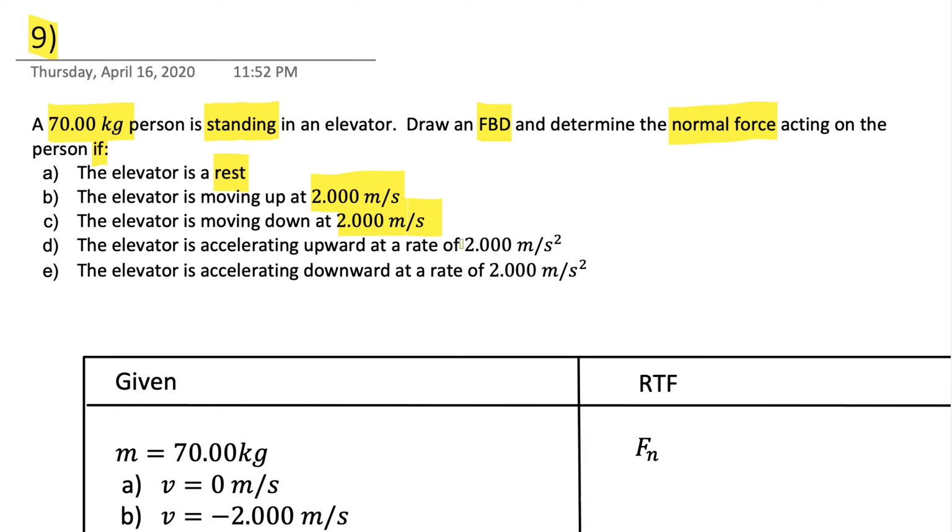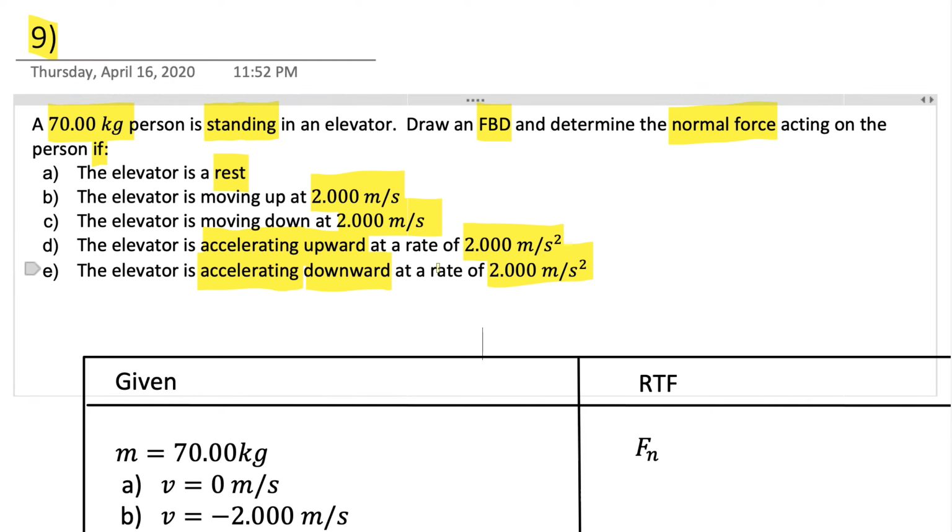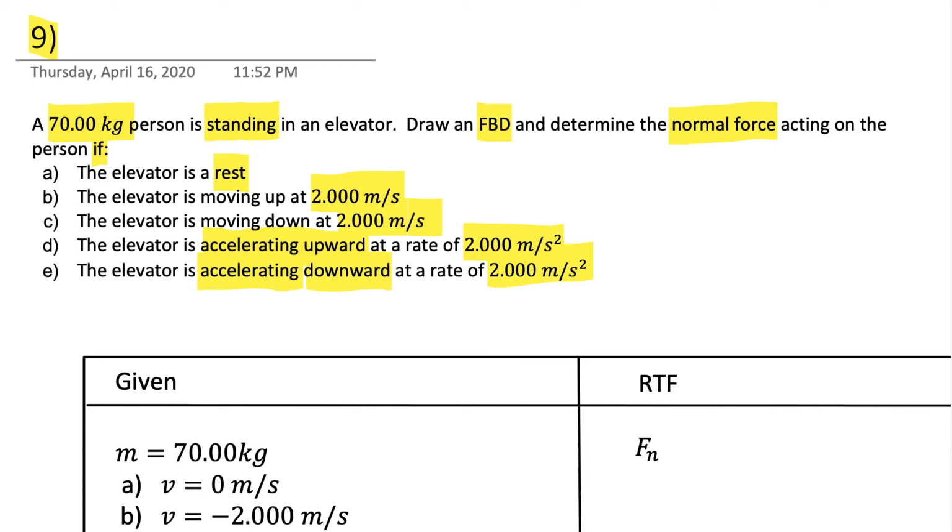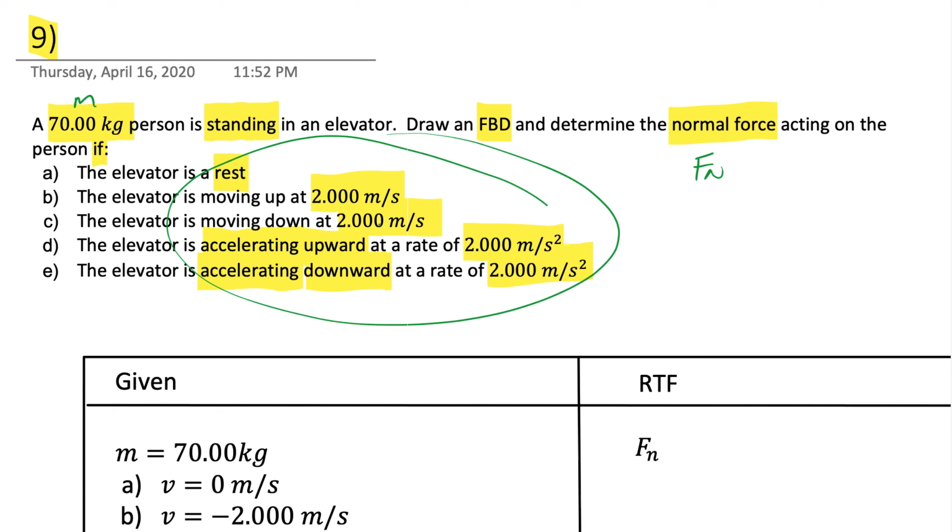The elevator is accelerating upward, keyword, 2 meters per second squared. The elevator is accelerating downward at a rate of 2 meters per second squared. The relationship between the normal force and the force of gravity can vary if there is acceleration happening in the y-axis, which is why the question has been asked the way that it has been asked. So what we're going to do is derive a general equation to figure out what the value for the normal force is going to be in terms of the mass of the individual and the motion of the elevator, which has been outlined in parts A through E.